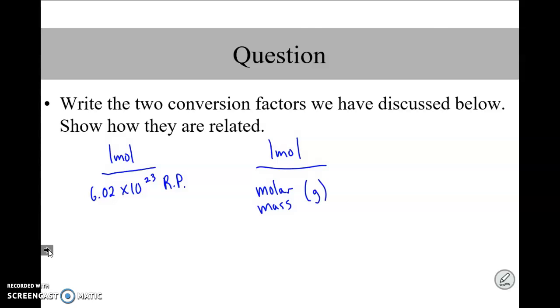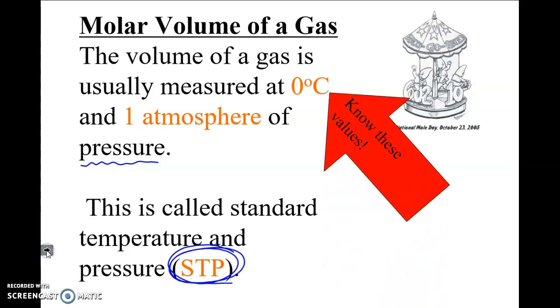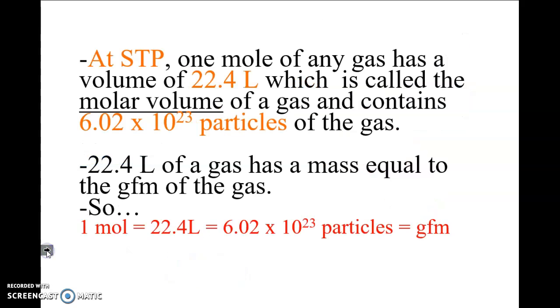So we actually have one more conversion factor to learn, and it's molar volume of a gas. The volume of a gas at 0 degrees Celsius and 1 atmosphere of pressure, which we haven't talked about yet, we call it STP, the standard temperature and the standard pressure. We want you guys to know 0 degrees Celsius and 1 atmosphere. We want you to know that this is the standard temperature and the standard pressure. At STP, 1 mole, specifically of a gas, I want you to circle that, has a volume of 22.4 liters.